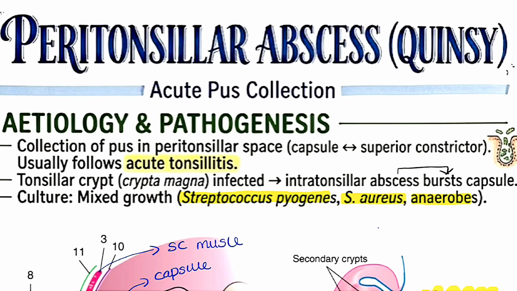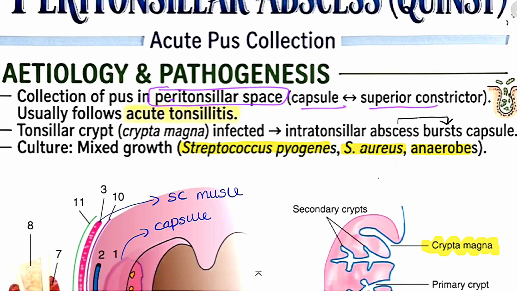Hi guys, this video is about peritonsillar abscess, also known as Quinsy. So this is an acute pus collection. Where is the pus collecting? The collection of pus is in the peritonsillar space, which is the space between capsule and superior constrictor muscle.